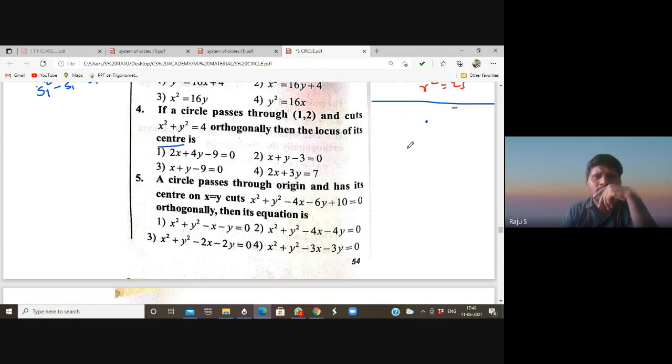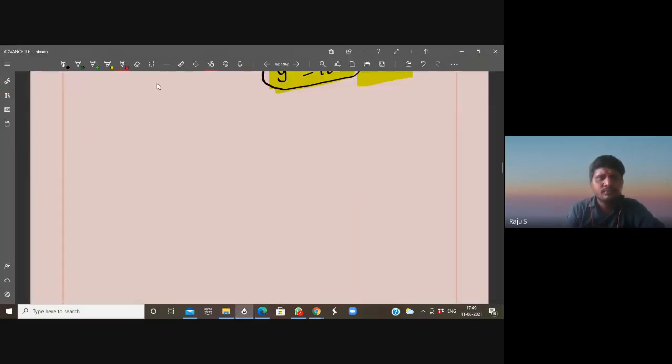See here, the circle passing through (1, 2). Don't think that we can substitute (1, 2) in given options. We cannot use the trial and error method or the substitution method. What to do here? Simple. Again, we have to take the equation of the circle as the same: x square plus y square plus 2gx plus 2fy plus c is equal to 0.